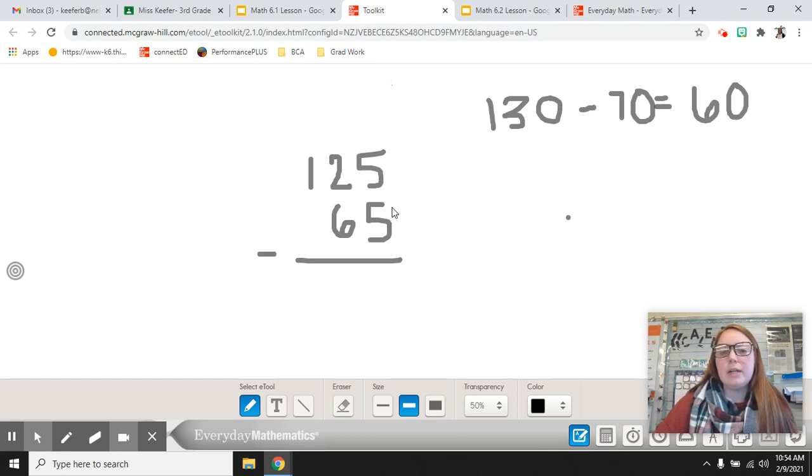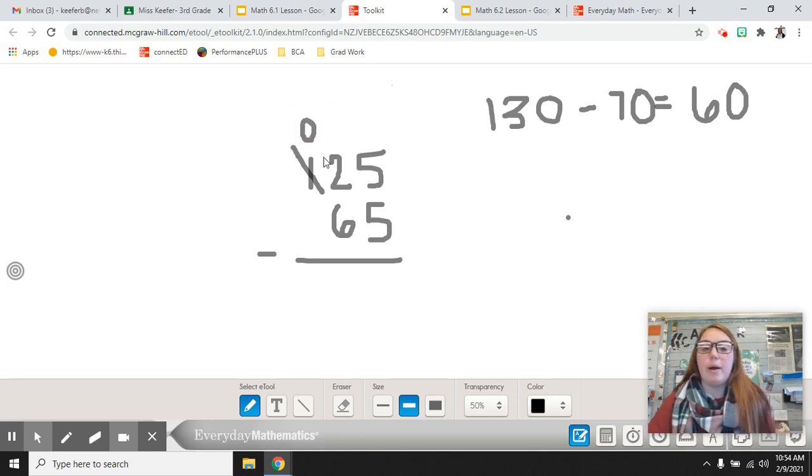All right, so let's look at our ones, please. 5 minus 5. Is the top less than the bottom? Nope, so we're good on this one. But let's move on to the tens place. 2 minus 6. 2 is less than 6, so we need to go next door. So we're going to cross off that 1, and that 1 is just going to become a 0. We're taking 100 from it, and we're adding it to our tens place.